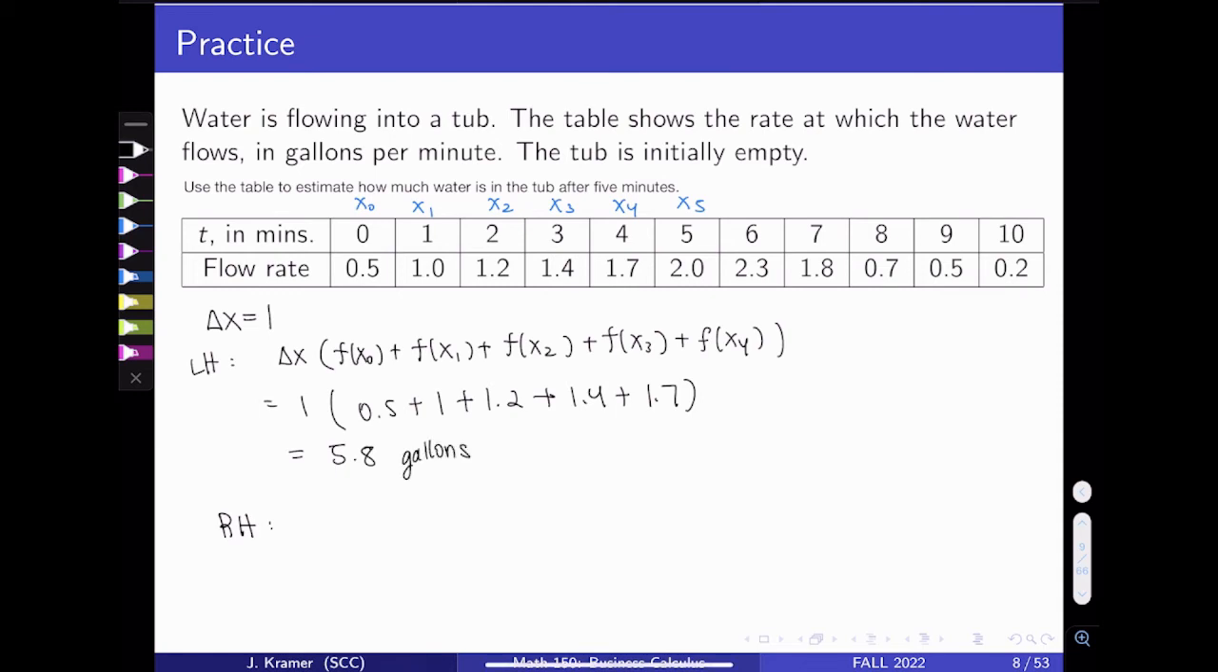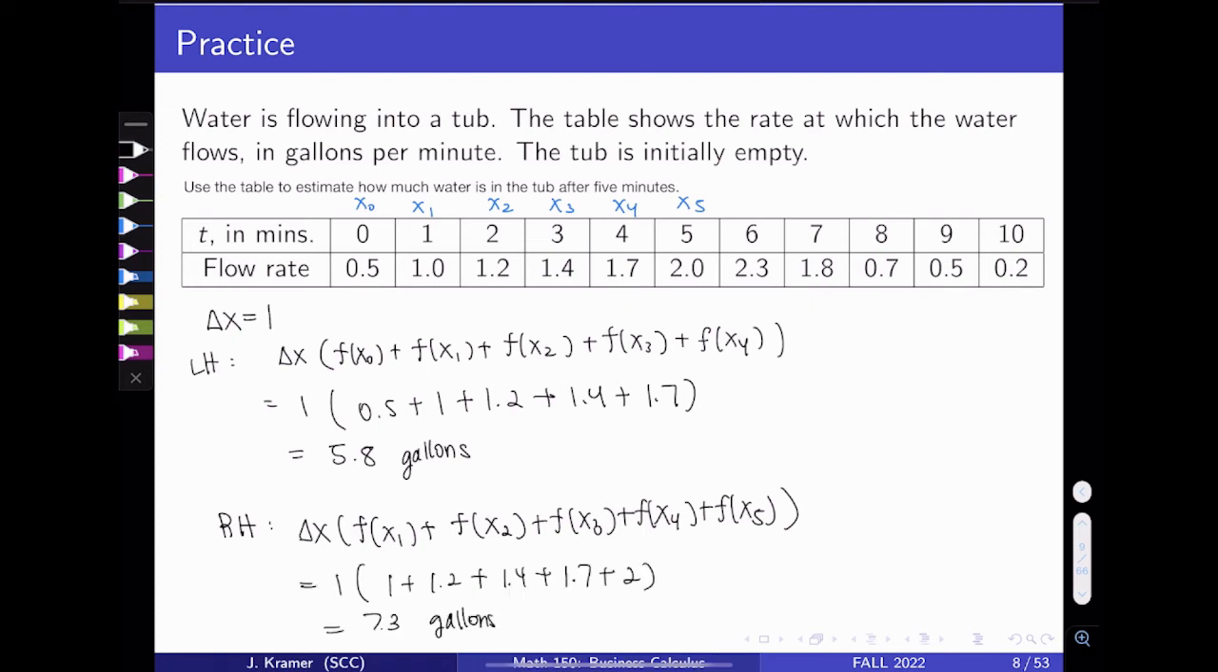So we'll still have the same delta x, but this time we'll start at f of x1 so that our sum ends at f of x5. Still 5 equally spaced rectangles, but we want to end at our last endpoint on the interval. So our best estimate for the total water accumulated in the tub is going to be the average of our left-hand and right-hand estimates. So 5.8 plus 7.3 divided by 2, 6.55 gallons.